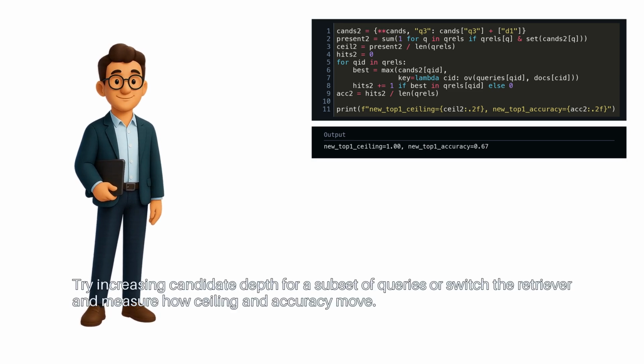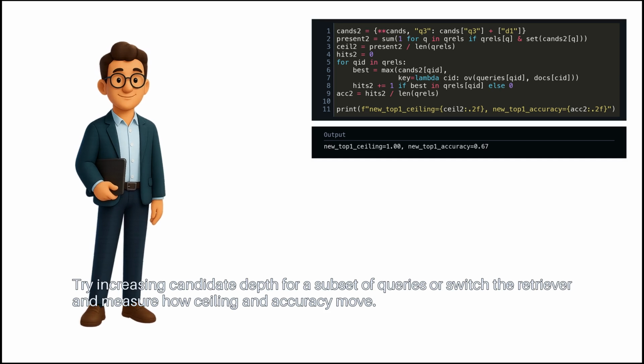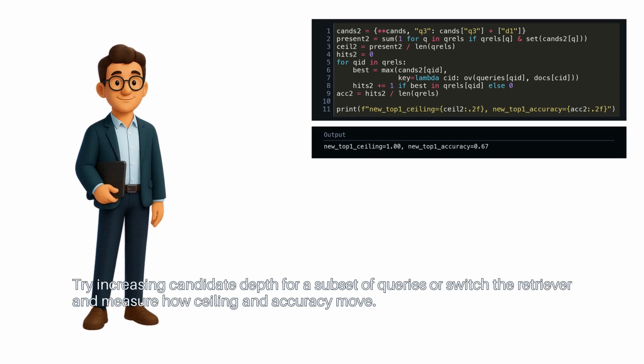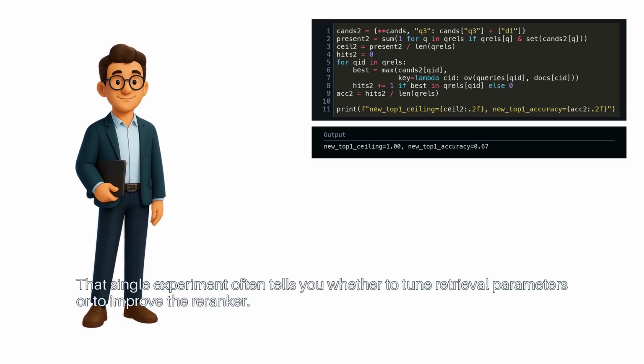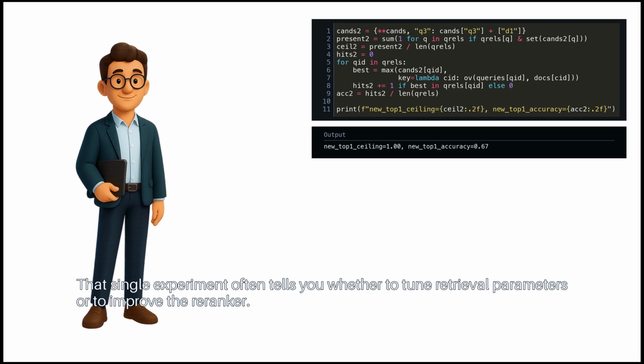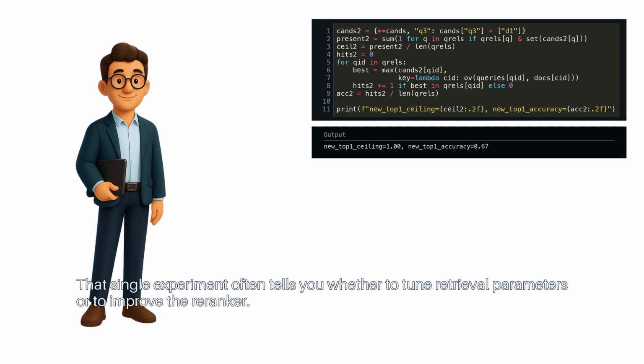Next step: try increasing candidate depth for a subset of queries, or switch the retriever and measure how ceiling and accuracy move. That single experiment often tells you whether to tune retrieval parameters or to improve the re-ranker.